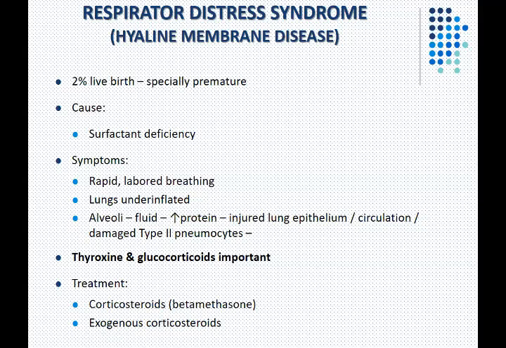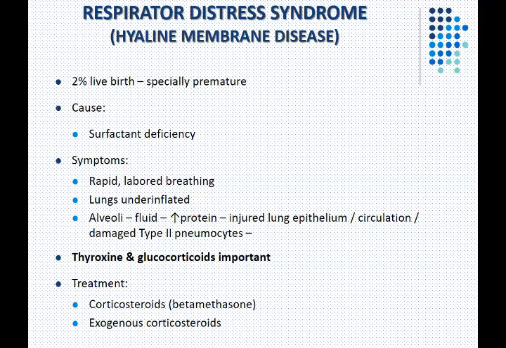So by giving thyroxine and glucocorticoids, this respiratory distress syndrome could be handled. In fact, इसकी treatment जो है, the mother is given corticosteroids, betamethasone. Even आपके exogenous corticosteroid यहाँ पे लिखा हुआ है, surfactant, exogenous surfactant, वो भी देने से baby.